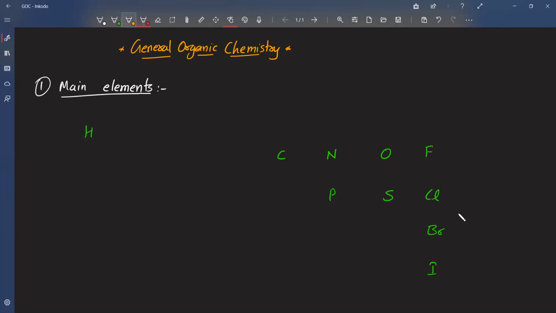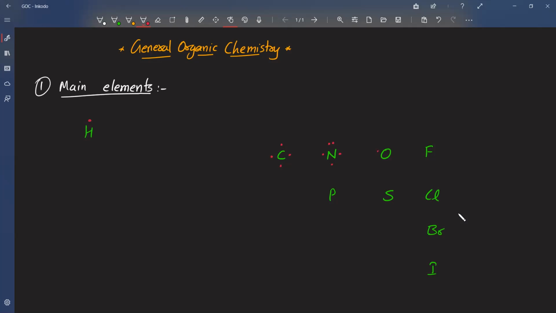Now, apart from the elements, you should also note their outermost shell, that is the valence shell. Hydrogen has just one electron in its outermost shell. Carbon has 4. Nitrogen has 5, and mostly it will be in this situation: 1 lone pair and 3 bond pairs. And the same thing will be there with phosphorus as well.